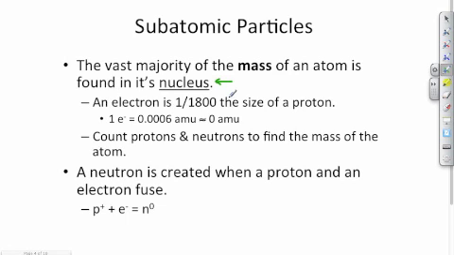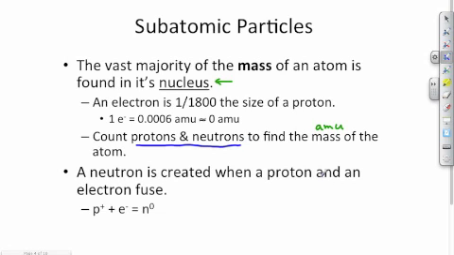That's not to say that electrons don't have any mass. They're actually 1/1800th the size of a proton. That comes to about 0.0006 AMUs. For all intents and purposes, we as chemists round that to 0, pretty much saying that the mass of an electron really doesn't contribute much to the overall mass of the atom. And so when we want to find the mass in AMUs of an atom, all we really need to do is count the number of protons and neutrons, because they are the ones that actually have the majority of the mass.